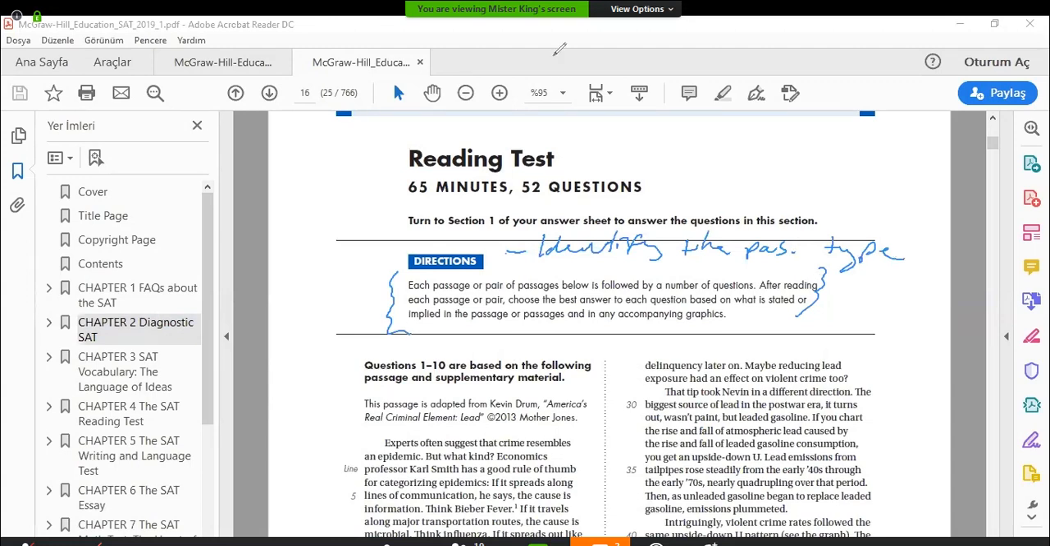Okay, so let's do this with one of our participants. Sanas, can you unmute your microphone and have a look at this introductory information? Try to identify the passage. Shall I read the passage? No, just the introductory part. What is this? Oh, okay. You see, this passage is adapted from Kevin Drum, America's Real Criminal Elements. So, Sanas, what sort of passage is this, do you think?